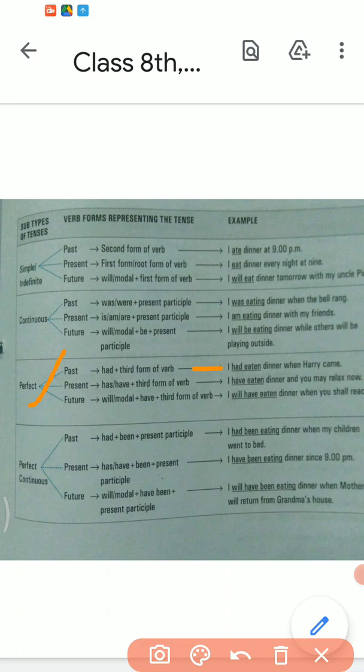Now see the present perfect continuous tense. In past perfect continuous tense, we will write had plus been plus present participle form.